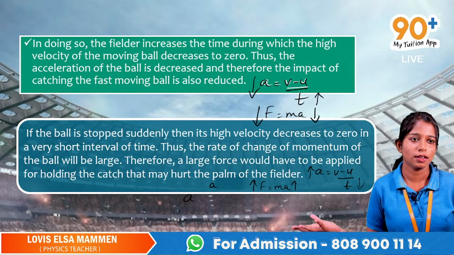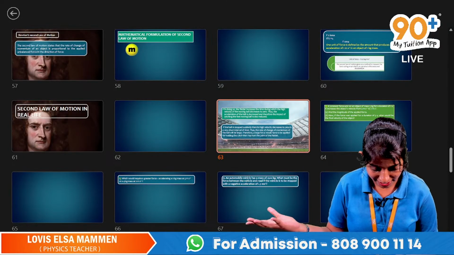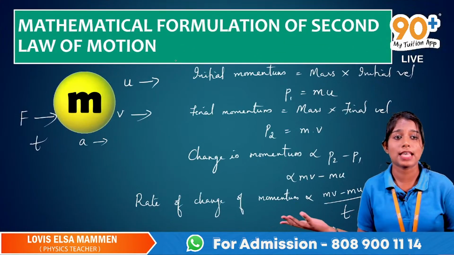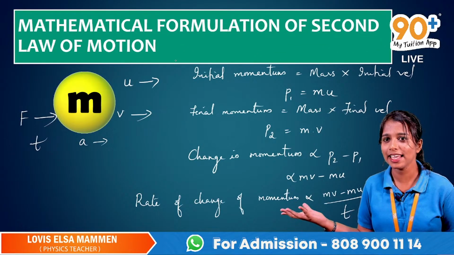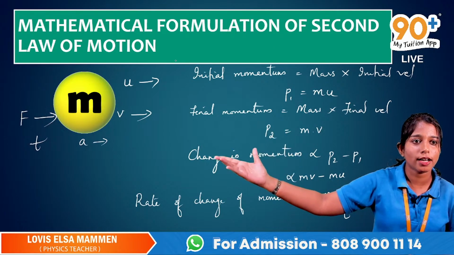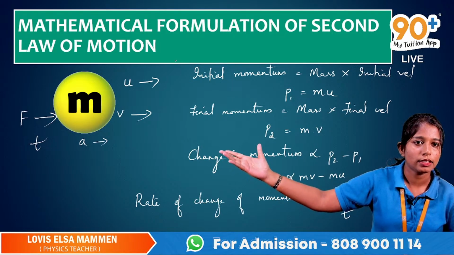Okay, someone asked, who was it? Devi Nandana? Yes. The mathematical formulation of the second law of motion. So look here, if anyone has a doubt, pay attention. We'll see it once again.